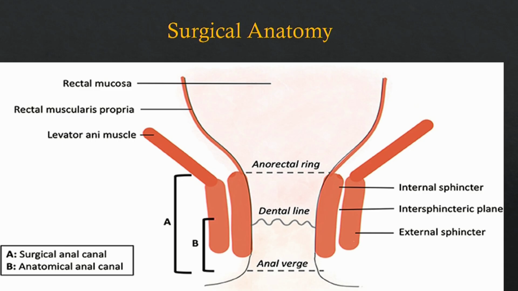On surgical anatomy, the difference between the two is in the anal verge. The surgical anal canal extends from the anorectal ring till the anal verge, while the anatomical anal canal extends to the dentate line. So basically, for all practical purposes, the rectum for surgeons is divided into two main categories, the upper and lower rectum.